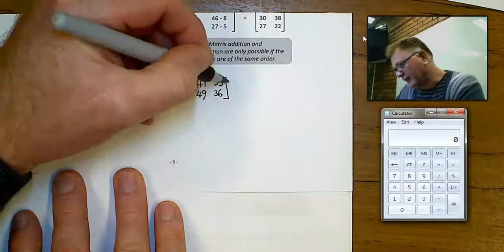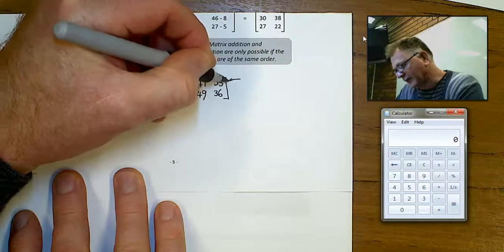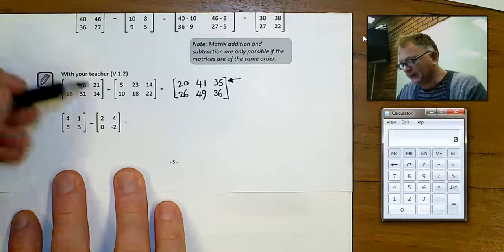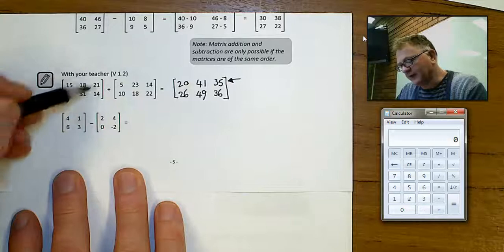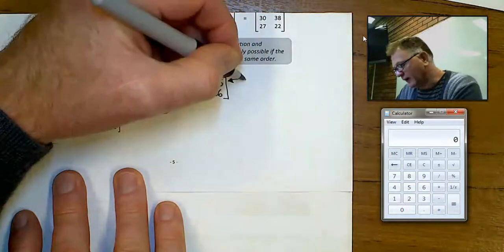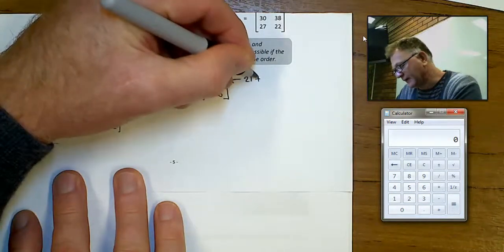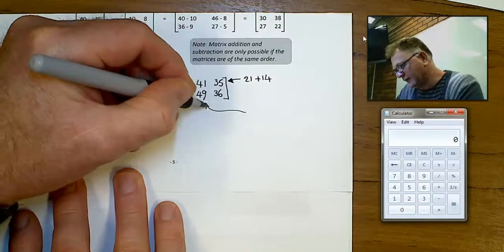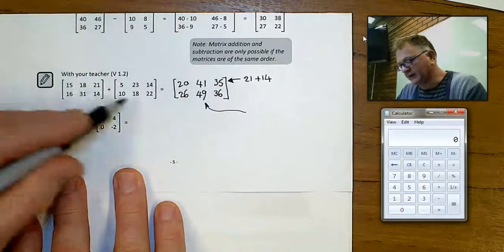Just for the sake of our notes, we might just detail how we got some of those entries. So this 35, for example, came by adding together those corresponding entries, 21 plus 14. This 49 we got by adding together the 31 and the 18.